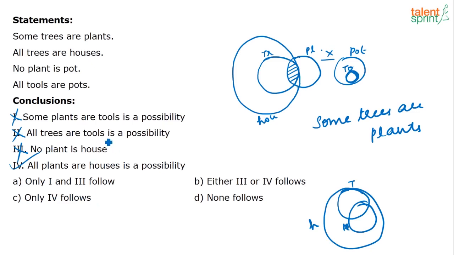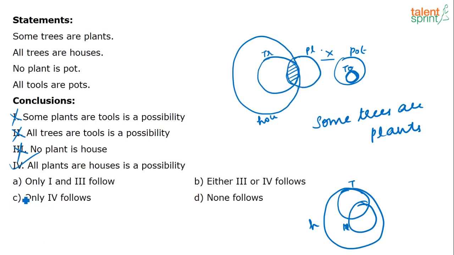See, all trees are tools is a possibility. What you have to see here is that tools is inside pots, right? And pots and plants are disjoint sets. If you see, some trees are plants. So, the trees which are plants can definitely not be pots or tools. So, that is why that conclusion cannot be said. If the conclusion was some trees are tools is a possibility, that would have been okay. But here all trees can never be tools because the trees which are plants will definitely not be tools.